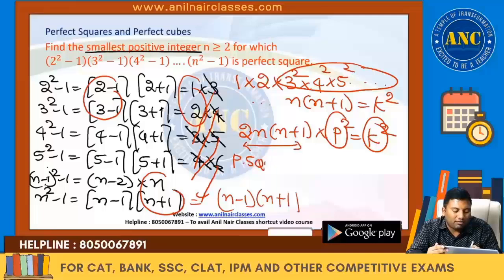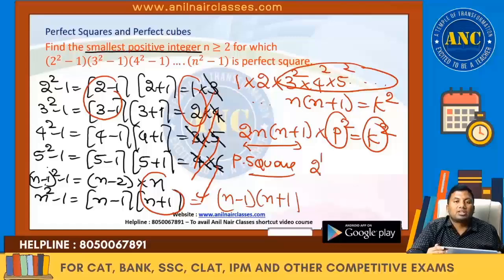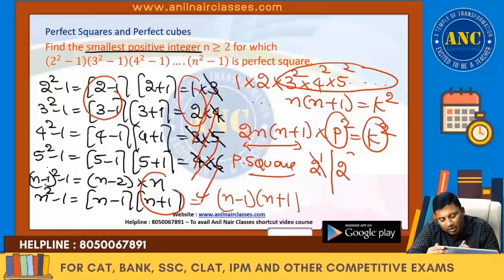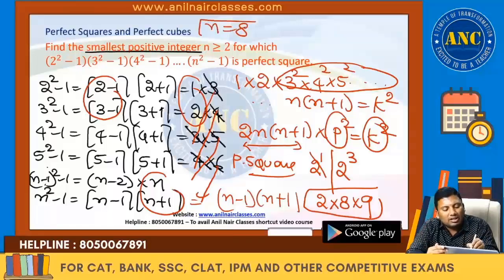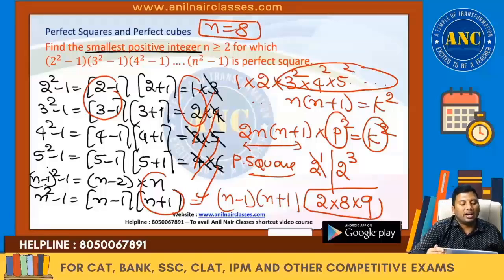For it to be a perfect square, already 1, 2 is there. So extra 1 if I keep, extra 2 if I keep, 2 into 3, which is not a perfect square. So 1, 2 is there. Power of 2 should be an even number to get a perfect square. If I take 2 cube, so this is nothing but 2 into 8 into 9. 72 2s are 144. 144 is a perfect square. So the smallest value that will make this term a perfect square is n is 8. It is a simple calculation problem.